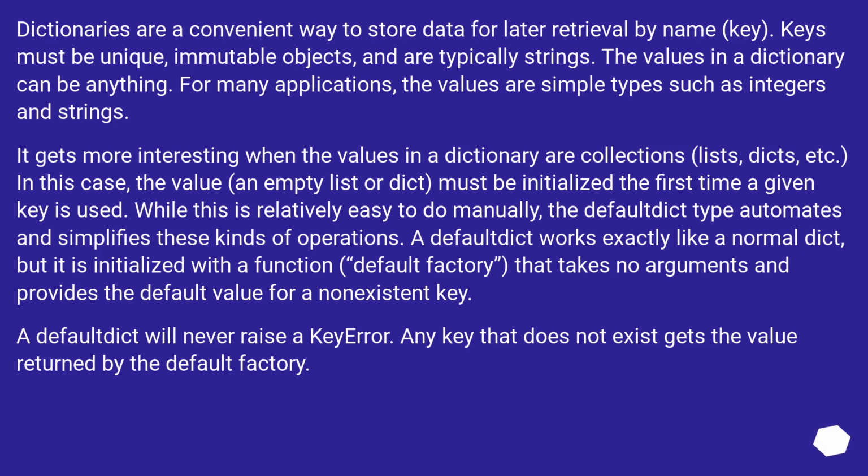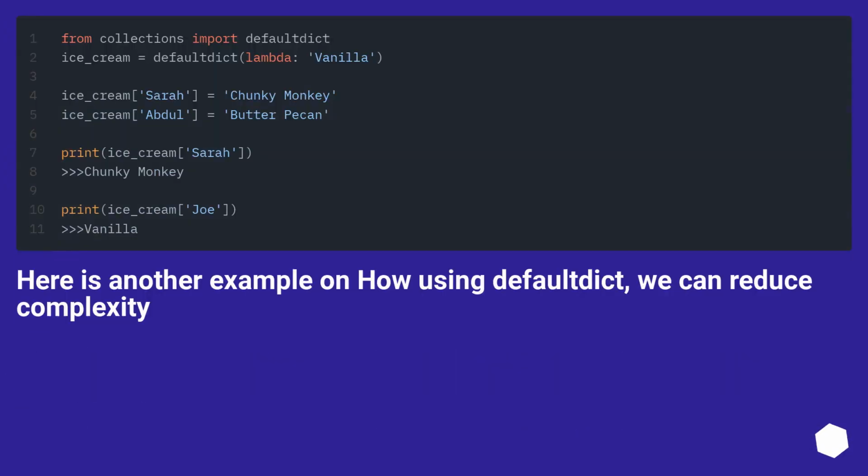A defaultdict works exactly like a normal dict, but it is initialized with a function, the default factory, that takes no arguments and provides the default value for a non-existent key. A defaultdict will never raise a key error. Any key that does not exist gets the value returned by the default factory. Here is another example of how, using defaultdict, we can reduce complexity.